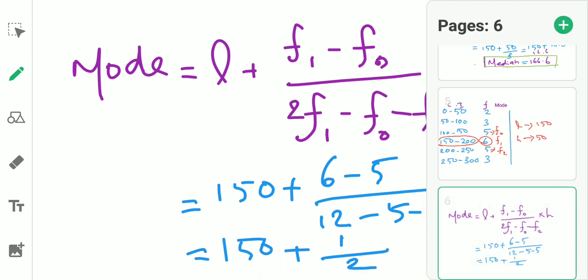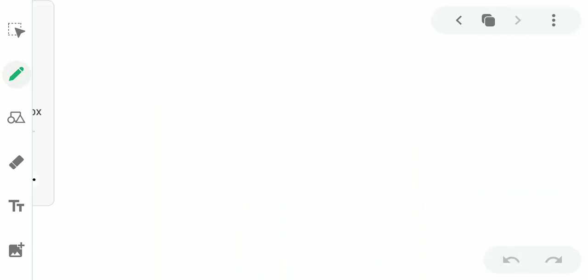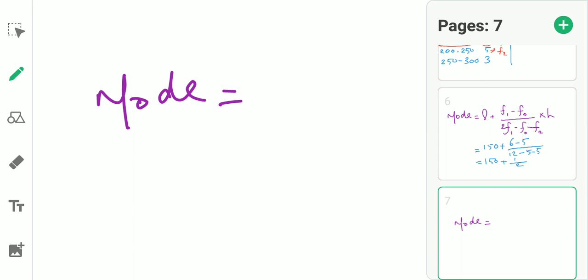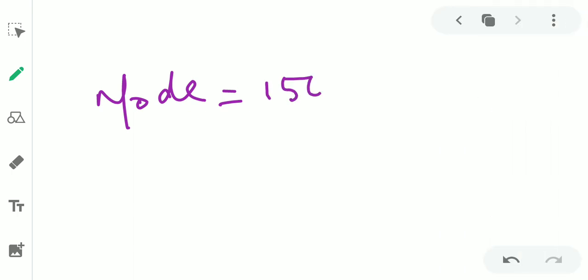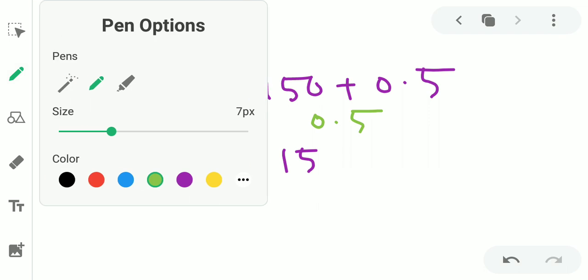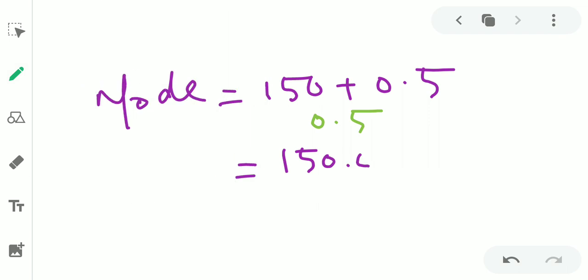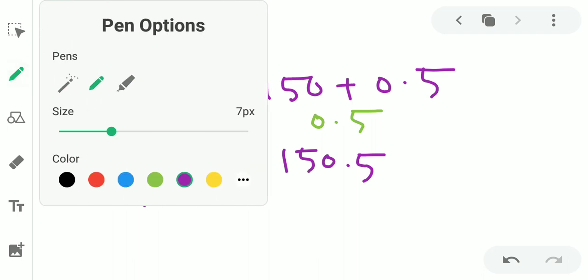So there is a last step we are going to do, that is mode equal to 150 plus 1 by 2, which is nothing but 0.5. So if we add 150 plus 0.5, we get the number 150.5. So the mode is 150.5.